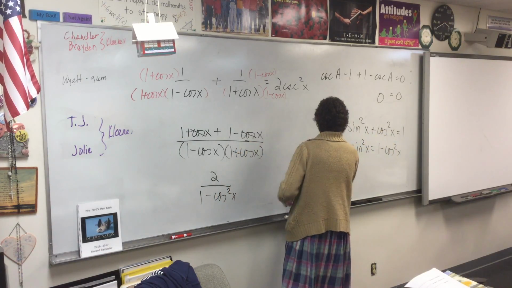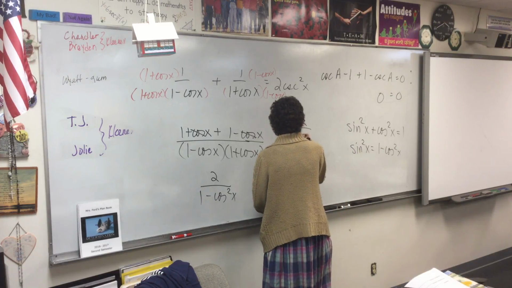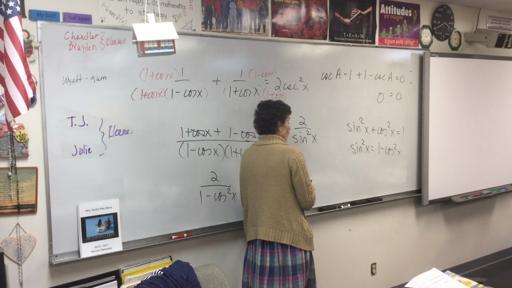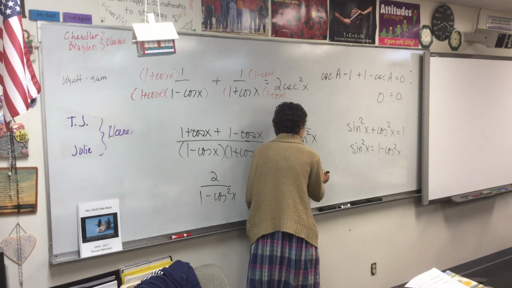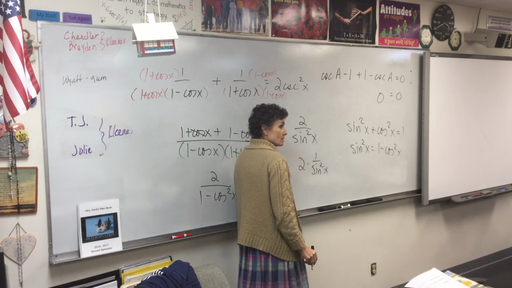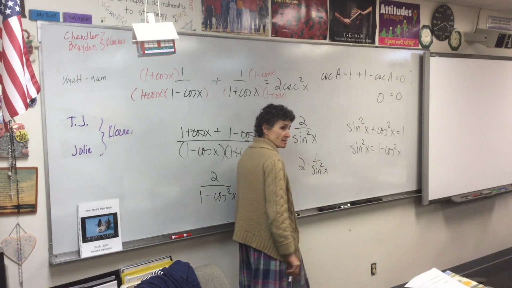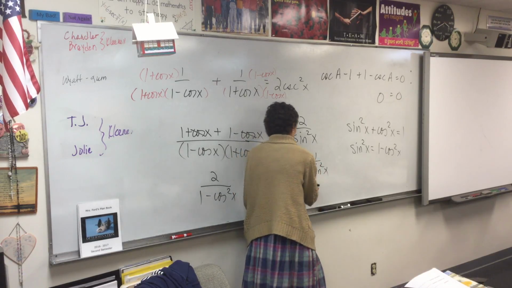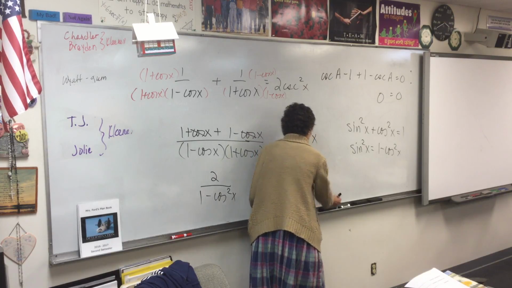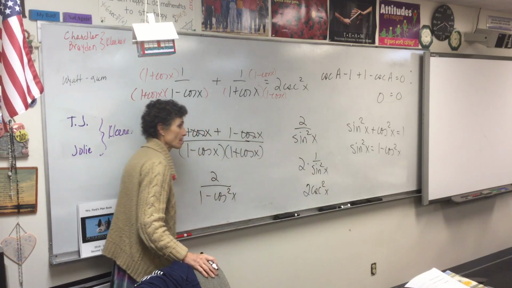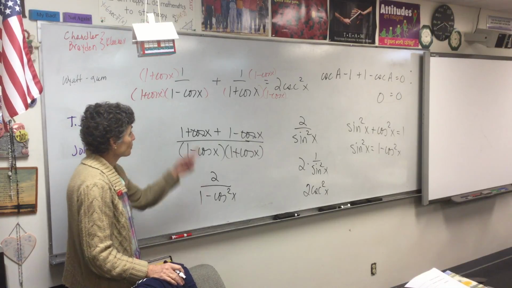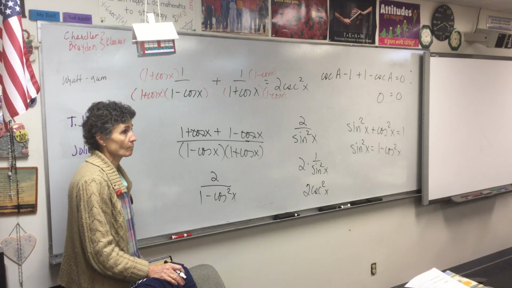So now we have 2 over sine squared, which is the same as 2 times 1 over sine squared. And what's 1 over sine squared? 2 cosecant squared. Which is what you wanted. Okay?